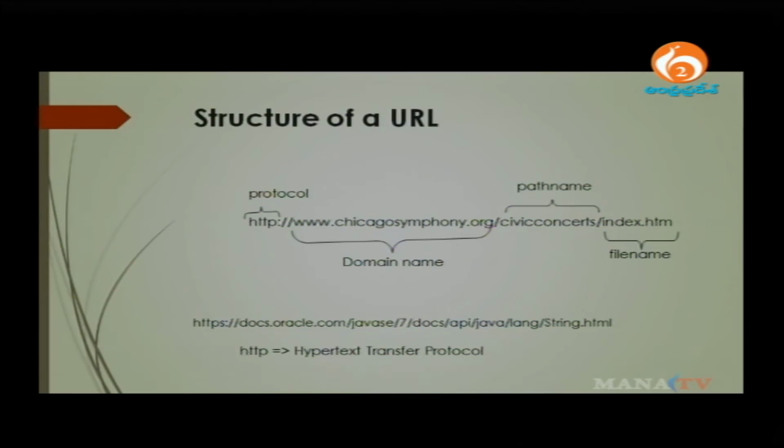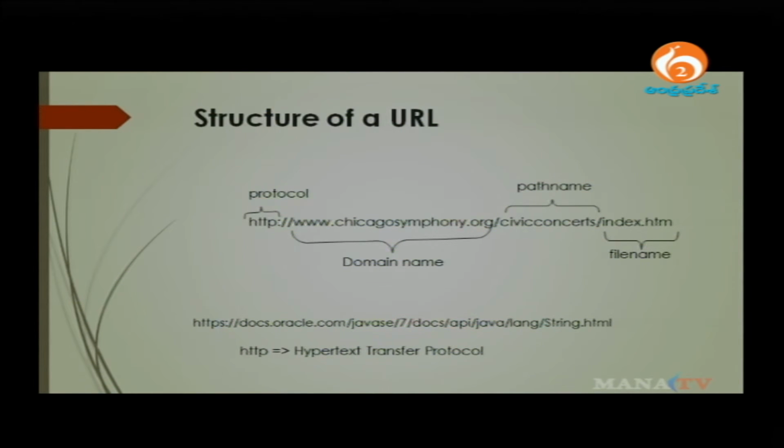So in this particular path, what is the URL here? http chicagosymphony.org civic concerts. For this particular URL, the home page will reside in index.htm. And if you see another example below, https docs.oracle.com java se7 docs api java lang string.html.